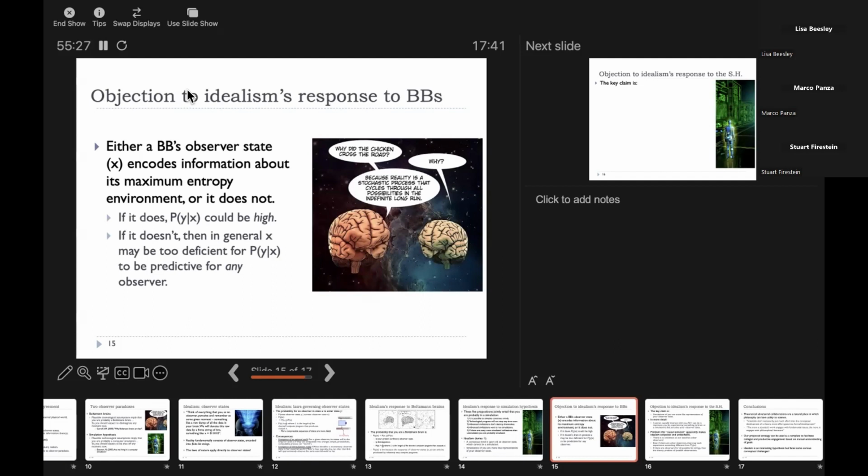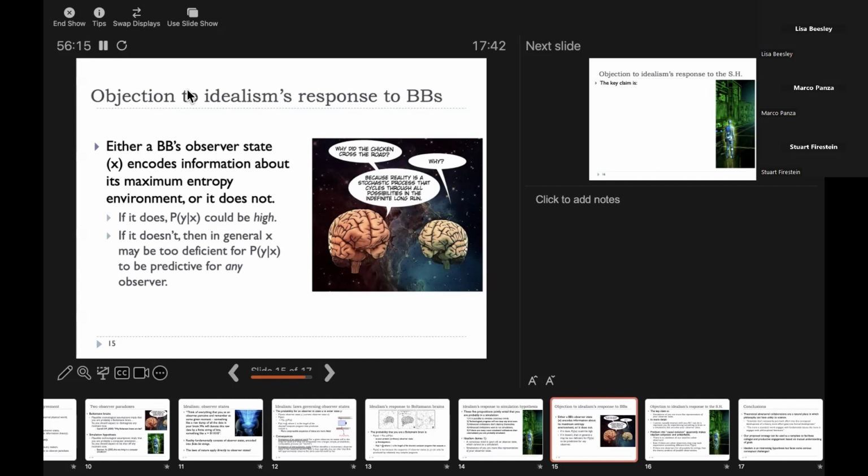It's a dilemma. Just focus on the Boltzmann brain: either a Boltzmann brain's observer state X encodes information about the environment that it's in, this maximum entropy environment, or it does not, one or the other. If it does, then I think that the probability need not be low, because X, that initial observer state, already encodes information about disintegrating. And it's got information about the environment that it's in. So it's not that incompressible that you get this next state where you do disintegrate. So it's important for him to remove that information to ensure that that information is not actually in the observer state. But then if he removes that information from the observer state, then X is going to be deficient, way too deficient for him to get any of the results that he wants.